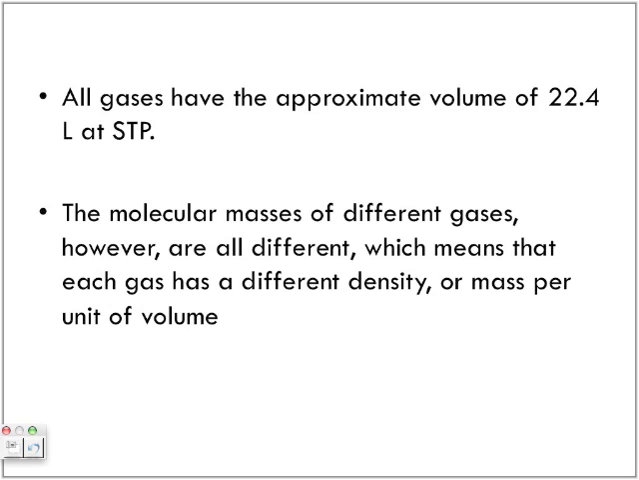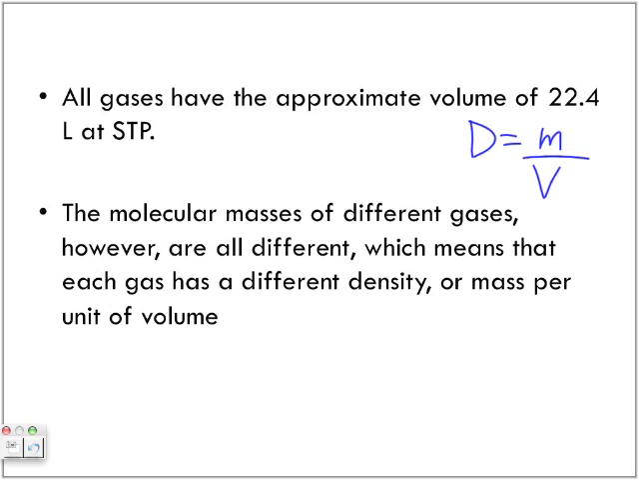Molecular masses of different gases, however, are all different, which means that each gas has a different density, or mass per unit of volume. So even though all gases have the same volume at STP, their density is different. Remember, to calculate density, use mass over volume, and to find mass, if you knew the number of moles, use the molar mass. Take that number and divide it by your 22.4 liters, and all these gases will be different.